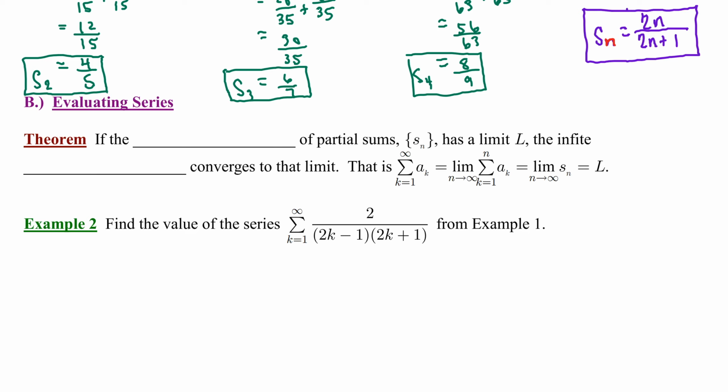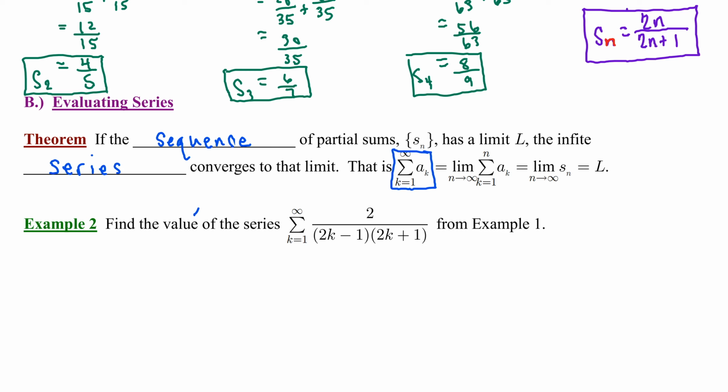In order to evaluate the series, we'll apply this theorem. If the sequence, now watch our words carefully here, a sequence is a set of numbers that follows a pattern. If the sequence of partial sums, S sub n, has limit L, then the infinite series, remember the series is the sum of the sequence, the infinite series converges to that limit. That is the value of the series. So what I'm doing here, I'm adding up all of the terms of a sequence, generating an infinite series. I'm finding the sum of those terms.